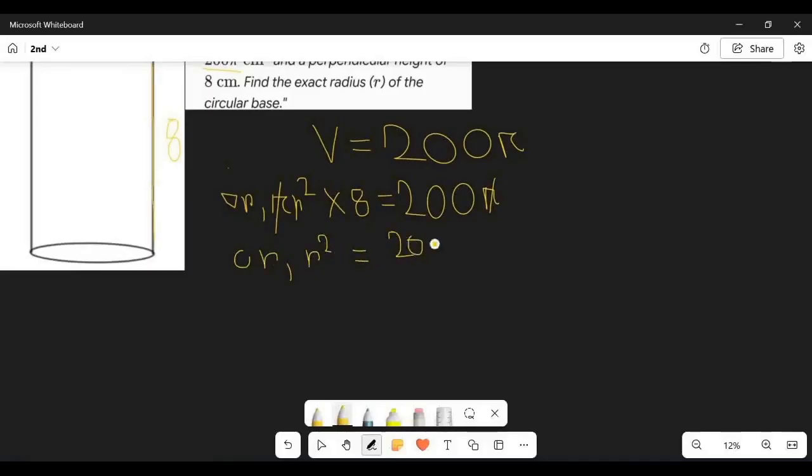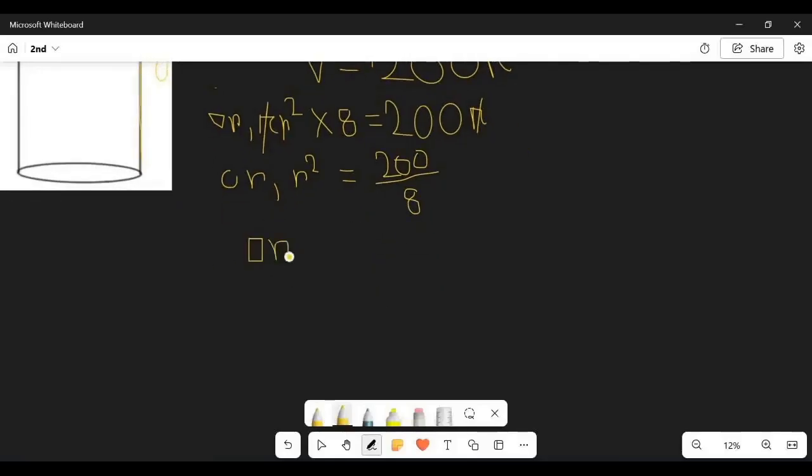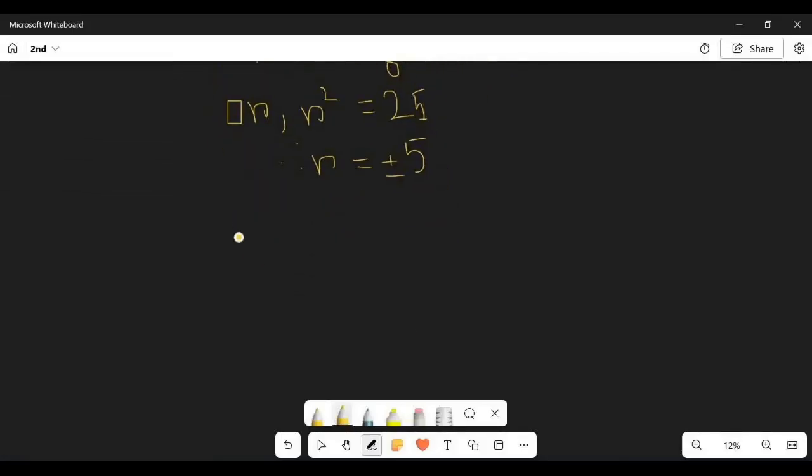So 200 divided by 8. That would be 25, so r square would be 25. So we know r would be plus or minus 5, as radius can't be negative. So the answer would be plus 5 cm. 5 cm.